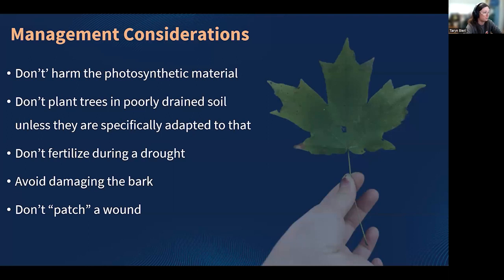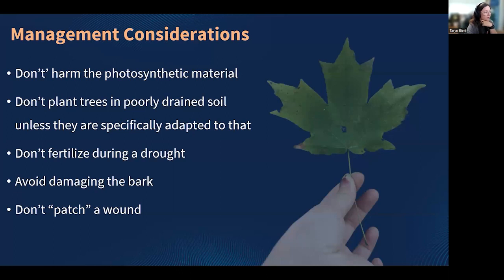Number three, don't fertilize your tree during a drought. So remember, trees take in water through the roots through a process called osmosis. The water moves from an area with less dissolved solids in the water to an area with more. So if you have a lot of fertilizer in the soil and little water in the soil, the tree can't compensate for that. It may not be able to pull water from that soil, so you're making a situation worse if little water is already available. So it would be best to fertilize in the spring when the soils are typically pretty moist.